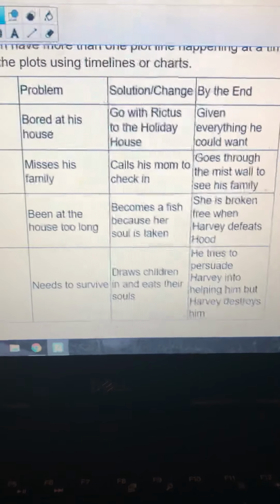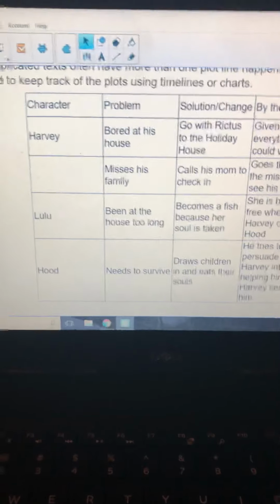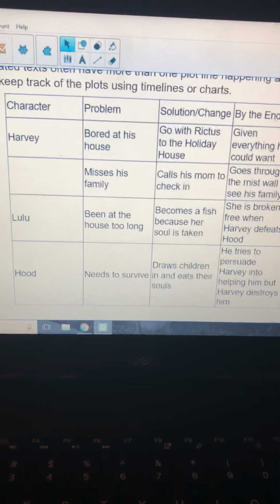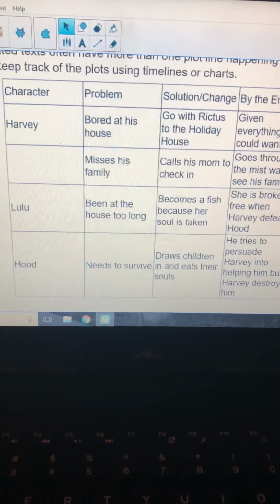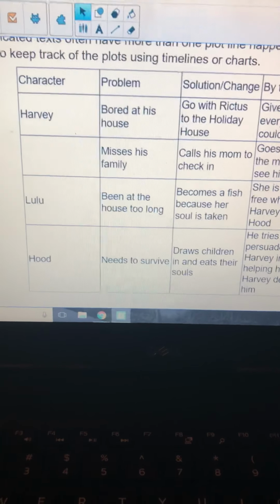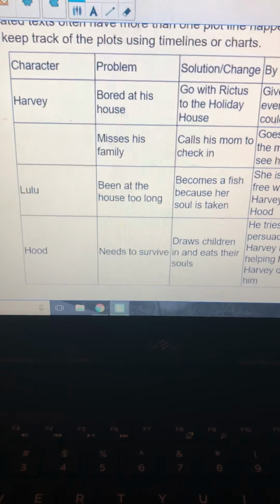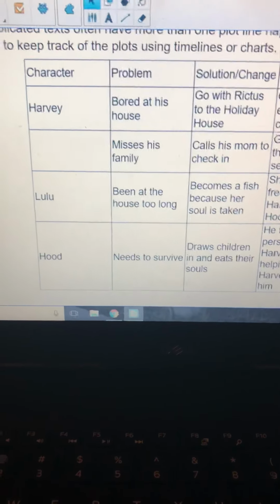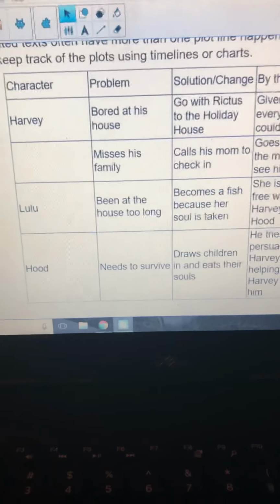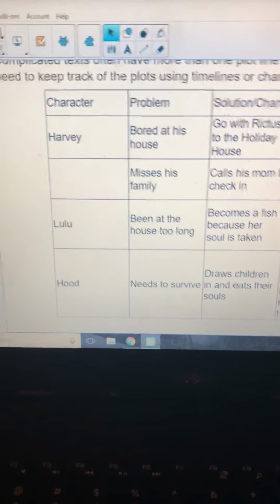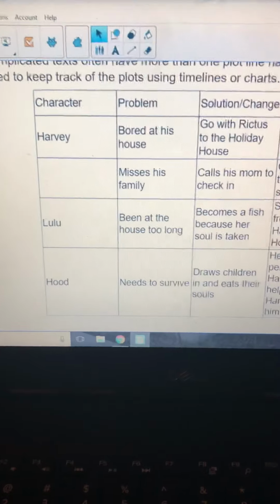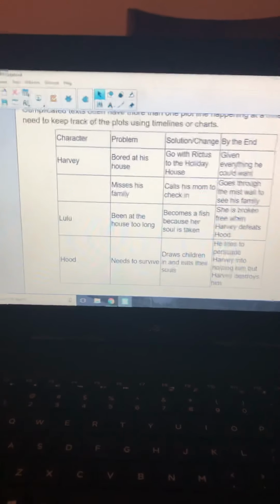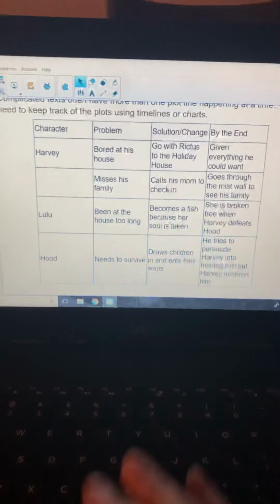Depending on what book you're reading, you might have a lot of problems in your book that you can tell, or they might be very, very subtle. The Giver is a book that has very, very subtle problems. You have to really read into the society and how off it seems. But if you are reading Golden Compass, there are so many problems going on in that book with so many different characters. You're going to have a ton to write about.